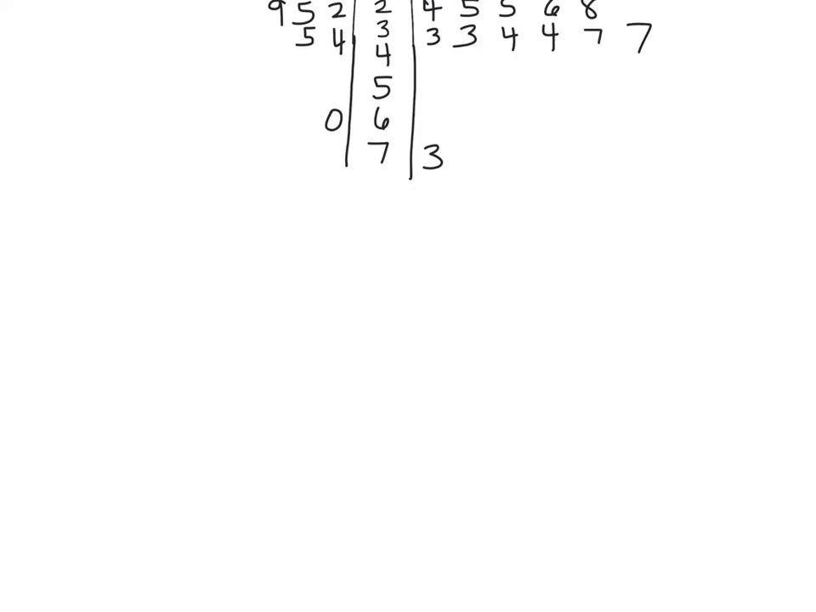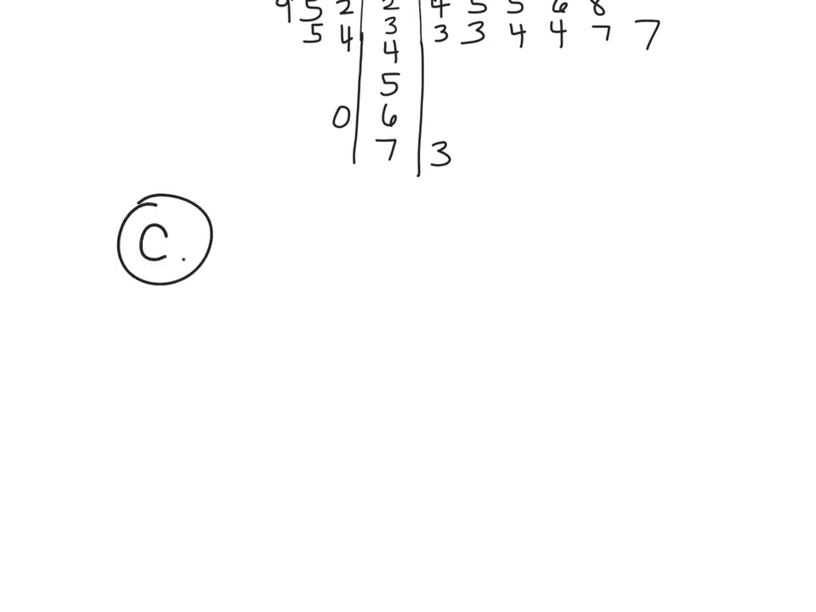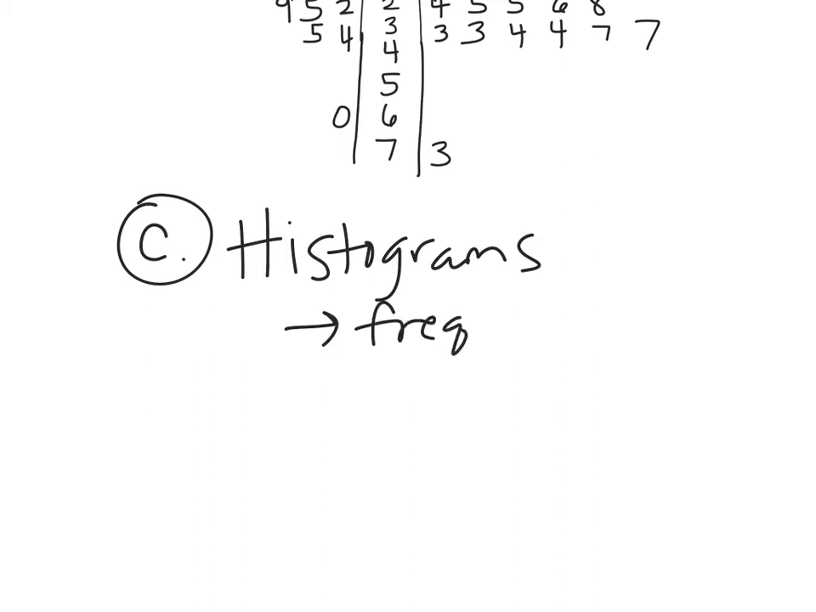Okay, let's move on. Part C now. Part C is going to be histograms. Okay, and what this does is display your data in a frequency table, and we're going to let our calculators do a lot of this. So I hope you have your calculator.